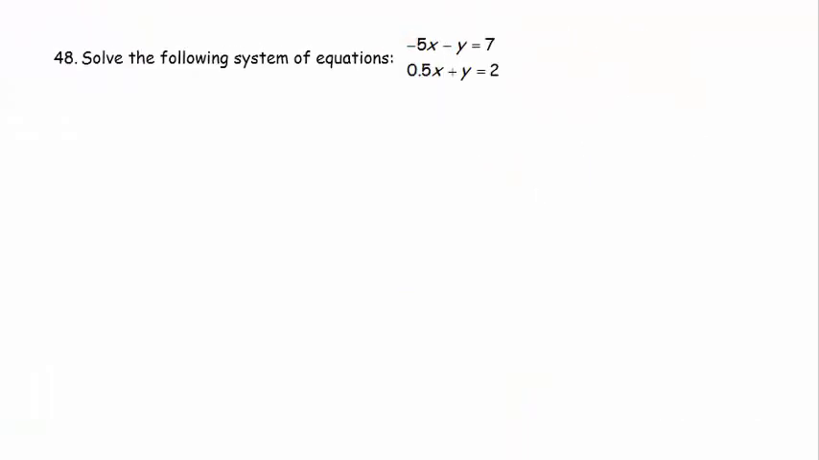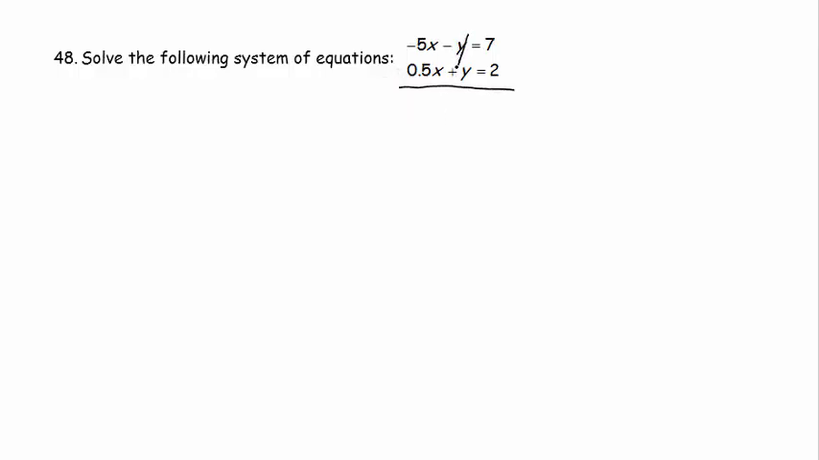Problem 48. Again, we are going to use the elimination method because this equation does not have an isolated variable, and this equation does not have an isolated variable. We begin by asking ourselves, which of the two variables should we eliminate? In the long run, it doesn't matter, but if you look closely here, this coefficient of y is negative 1. This coefficient of y is positive 1. Exact opposite coefficients. So with no adjustment to either equation, we can add the two equations together and eliminate y.